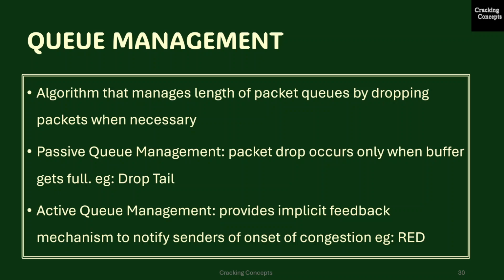Queue management is defined as the algorithm that manages the length of the packet queue by dropping packets when necessary. From the point of packet dropping, queue management can be classified into two types. One is passive queue management, where the packet drop occurs only when the buffer gets full, for example, drop tail. Then we have active queue management, which employs preventive packet drops. It provides an implicit feedback mechanism to notify senders of the onset of congestion. Arriving packets are randomly dropped. Example, RED.